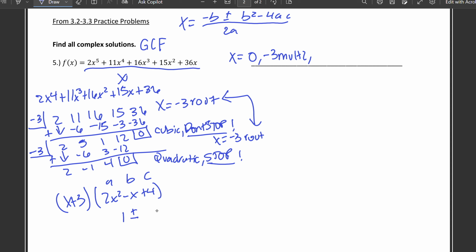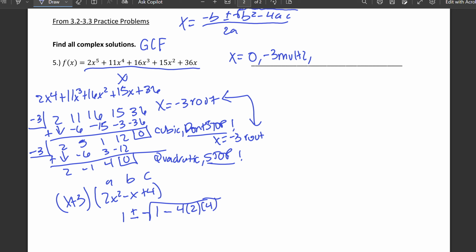All right, 1 plus or minus the square root. Oh, by the way, this is a square root. I realized I didn't write it down. I have pretty bad handwriting, and it was towards the top. So, b squared, or -1 squared. What do we know? That's just a 1, right? So 1 minus 4, and don't forget the parentheses here. What is a? That's 2, and then a 4 because c is 4.